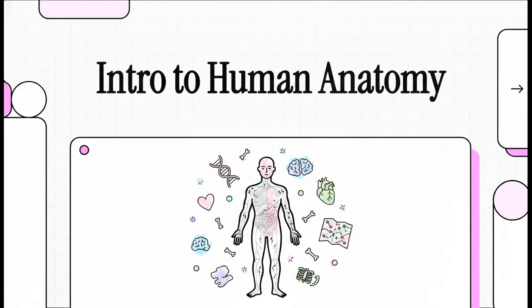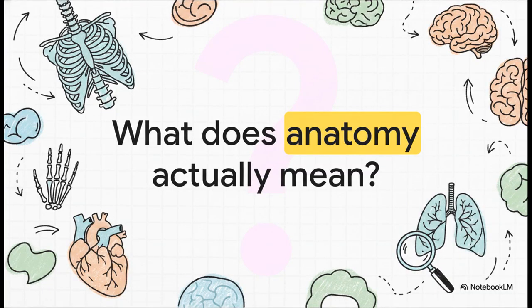Welcome to today's Explainer. We are about to embark on a really exciting journey. Basically, we're going to learn how to read the most complex, most fascinating map in existence, the human body. If you've ever wanted to truly understand the actual blueprint of how we're put together, you are in exactly the right place. But before we look at a single bone, muscle, or organ, I actually want you to think about this question right here on the screen.